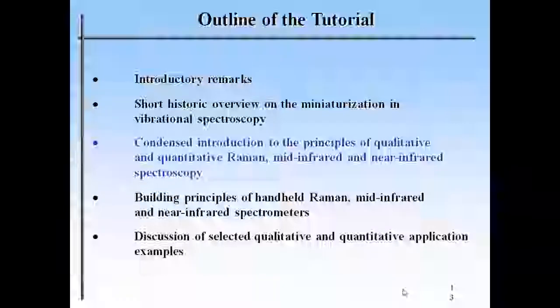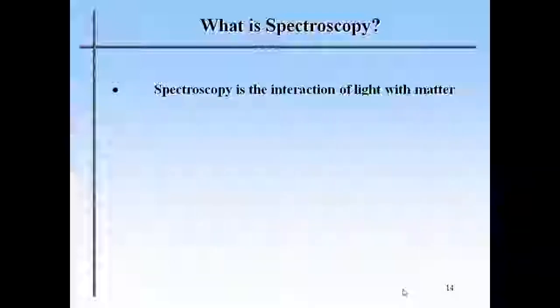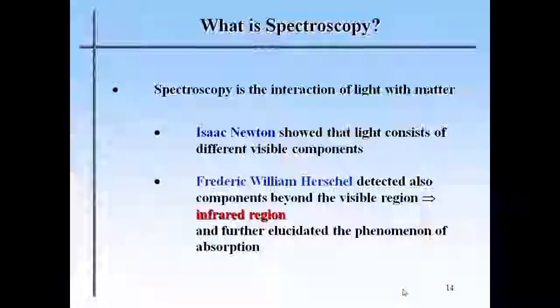Now, a short introduction to the principles of quality. And again, I apologize if it's too simple for you. Just look on your phone and concentrate back later on. What is spectroscopy? It is the interaction of light with matter. Newton showed that light consists of different visible components, but there was Mr. Herschel who detected there is also something beyond the visible region. It's the infrared region. And he further elucidated the phenomenon of absorption.